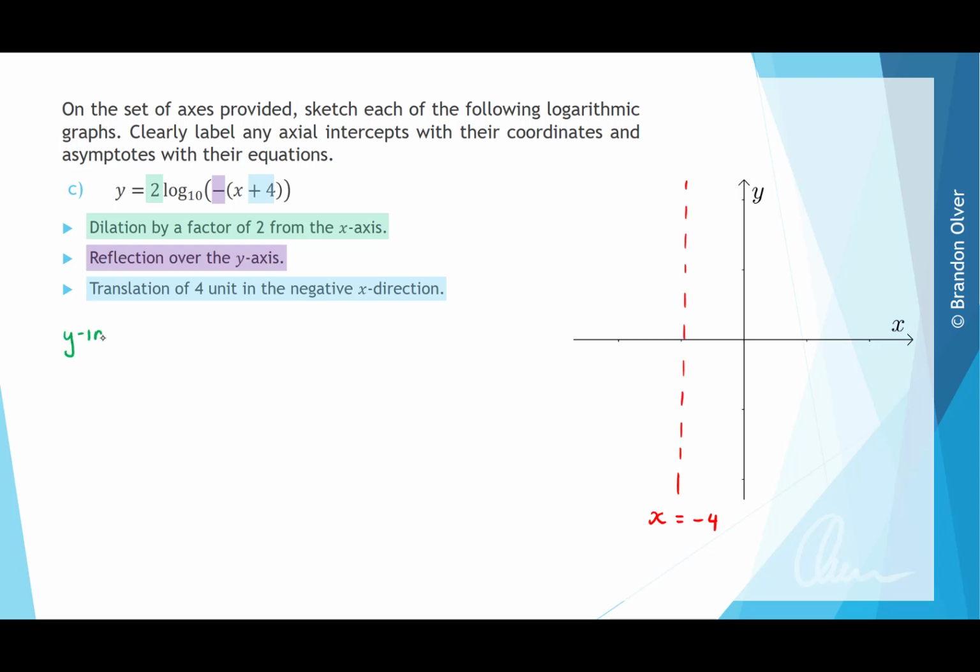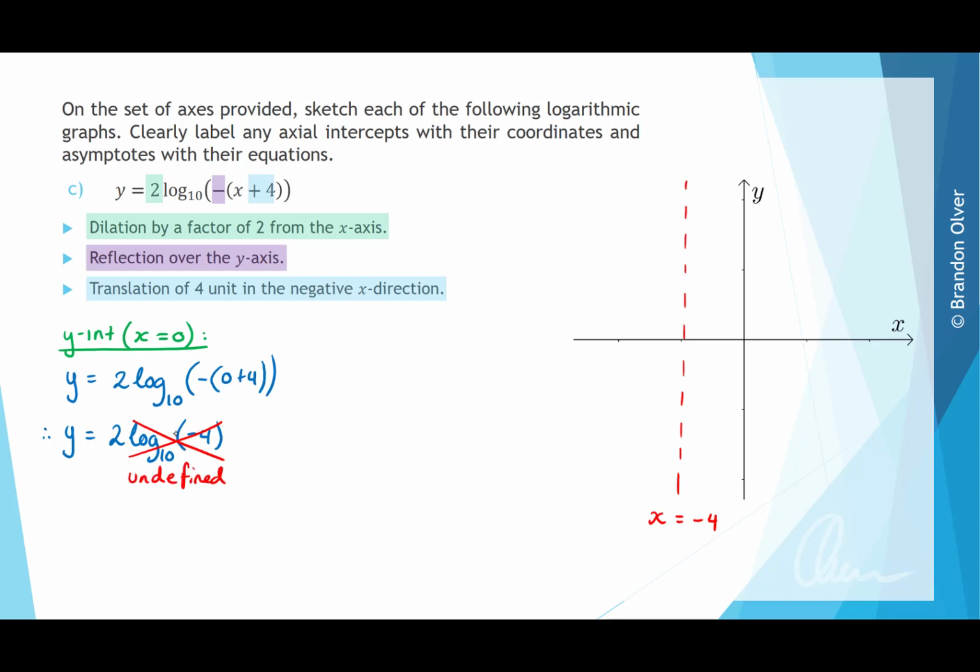So the y-intercept occurs when x is equal to 0. So this gives us y is equal to 2 times log 10 of negative 0 plus 4. Therefore, we find that y is equal to 2 times log 10, and simplifying the part inside the log, we just have negative 4. However, this is undefined because we can't have a negative value inside a log. Therefore, there's no y-intercept for this graph.